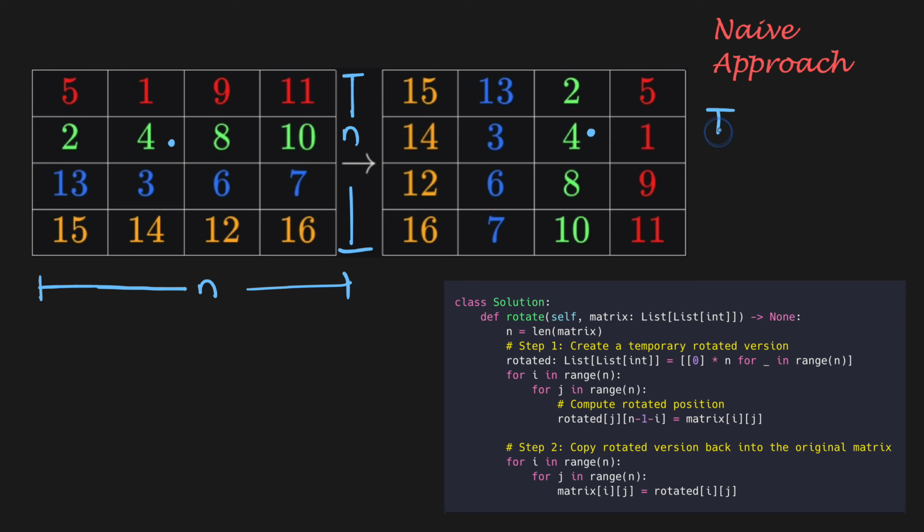Now the time complexity of this approach is O(n²), since rotating the matrix into a temporary copy requires O(n²) iterations, since we visit all the elements in the matrix to compute the new position, and copying the rotated matrix back to the original again takes O(n²) time. Hence the overall time complexity will be O(n²), and the space complexity will also be O(n²), as we are using this temporary copy matrix to store the rotated version of the matrix.